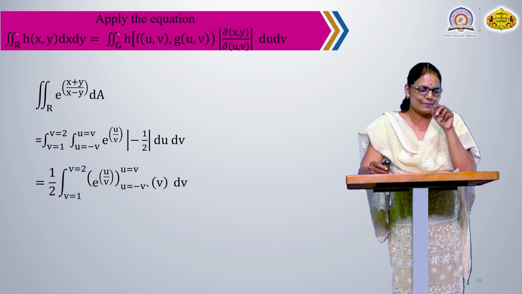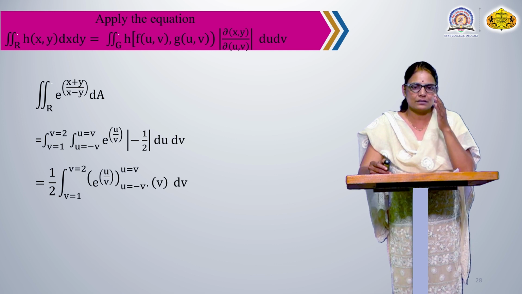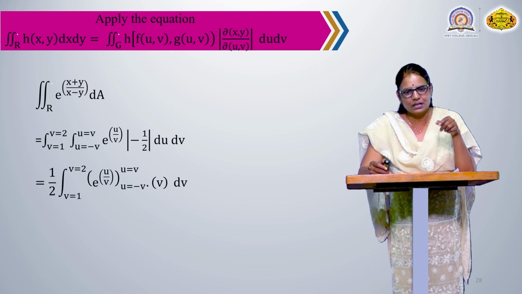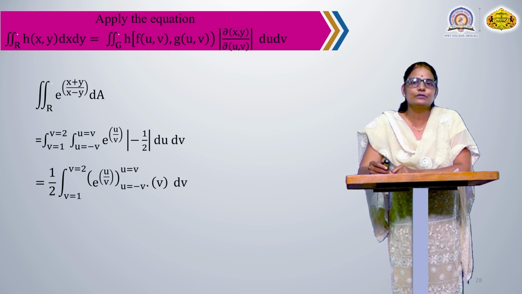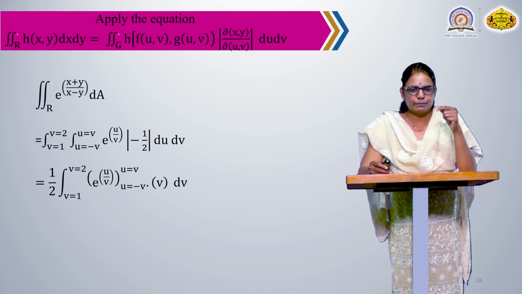First, the absolute value of minus half is plus half, which is a constant, so we write it outside of the integration. Now the limits of u are in terms of v, so we integrate with respect to u first. The integration of e raised to u upon v with respect to u is e raised to u upon v into v, and we apply the upper and lower limits. u varies from minus v to plus v, so we just apply them here.